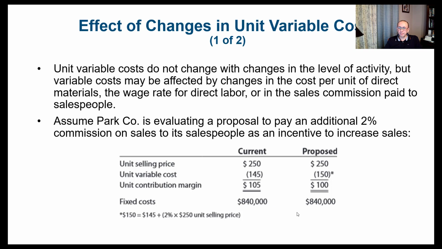Okay? So how we got the 150 here, they're just explaining it. We had $145, that was the original value, plus a 2% increase based on the selling price. So 2% multiplied by $250, that's $5, so you add it to the 145, so the new variable cost is 150 then.